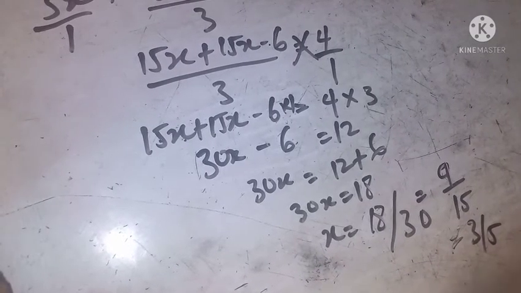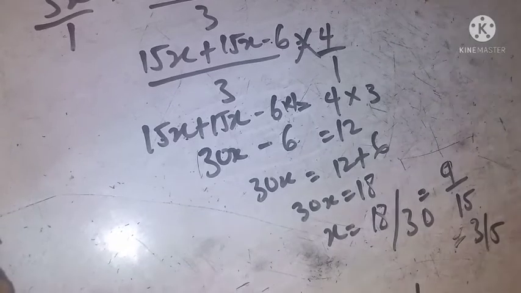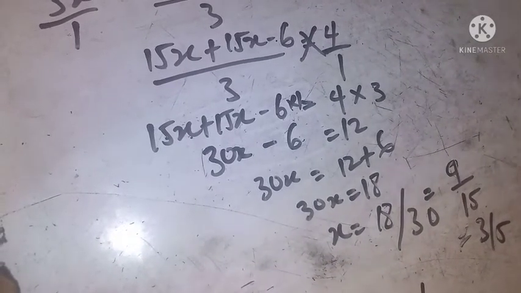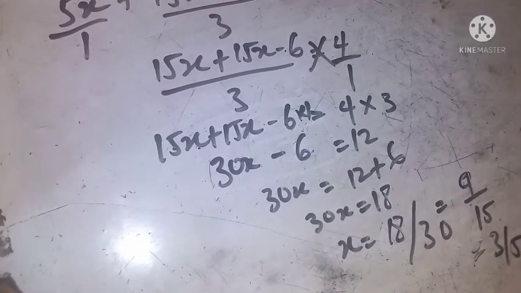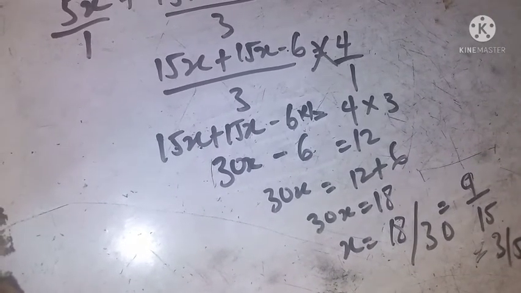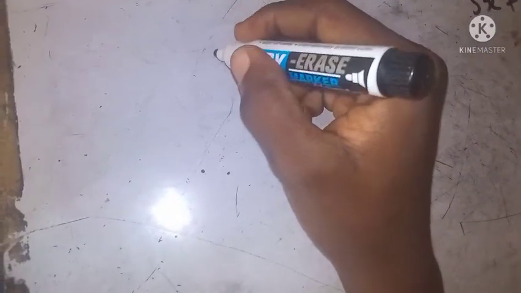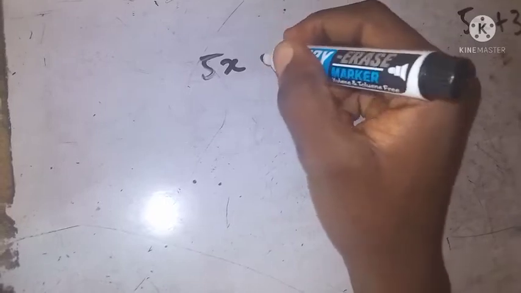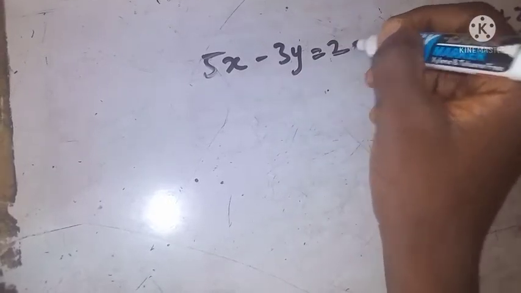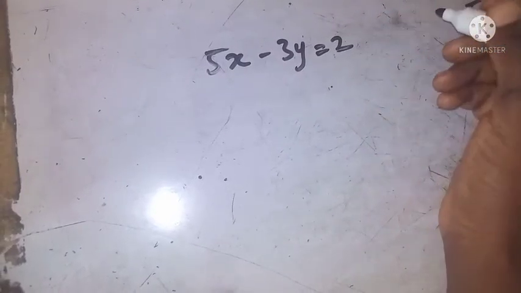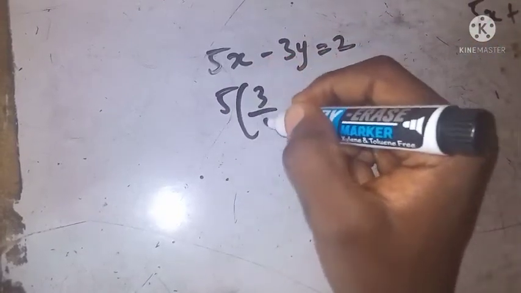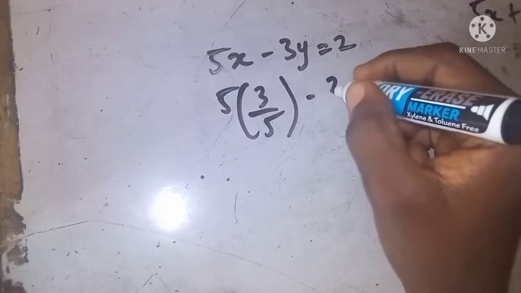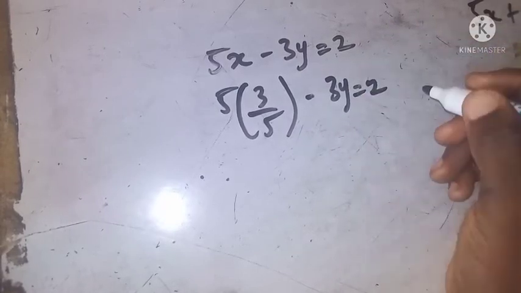So x = 3/5. So you want to input that x = 3/5 back in equation 2. Alright, so our equation 2 now, which is 5x - 3y = 2. We've gotten that our x is 3/5. So we input it here. 5(3/5) - 3y = 2. Here we'll be able to get y.